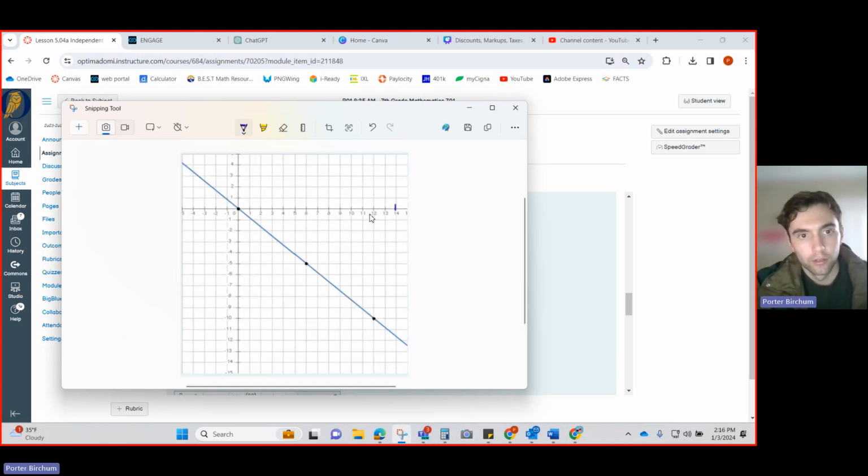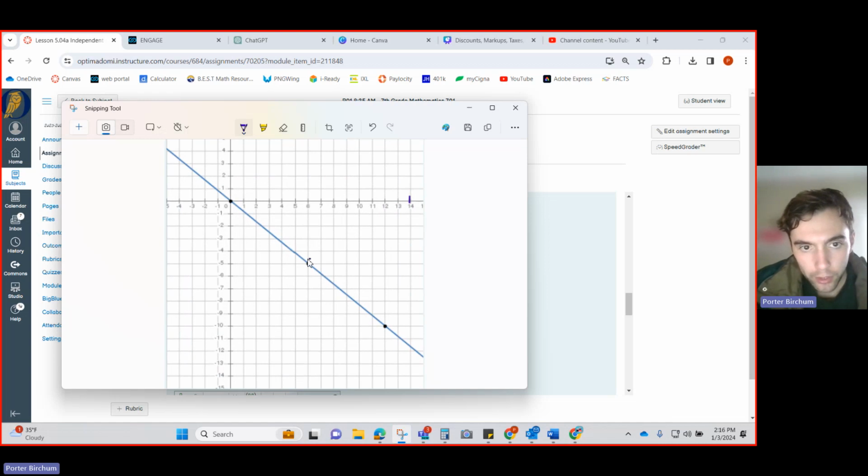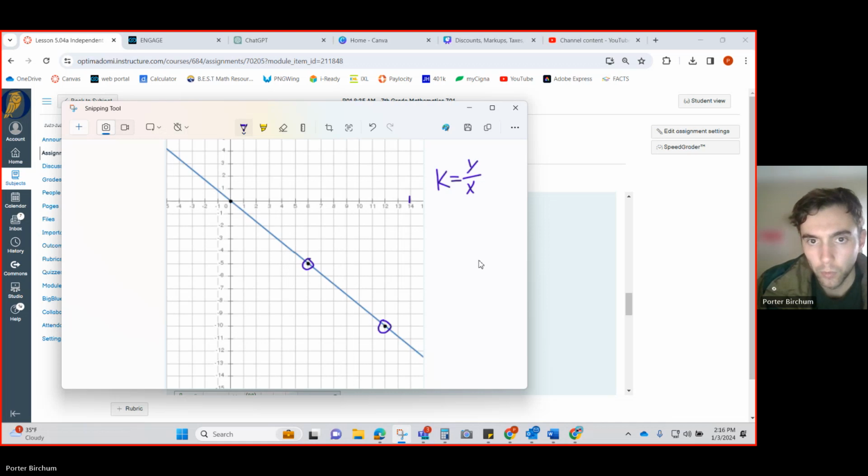We can use either of these two dots to help us find k. To find k, to find our constant of proportionality, we do y divided by x. Y divided by x.